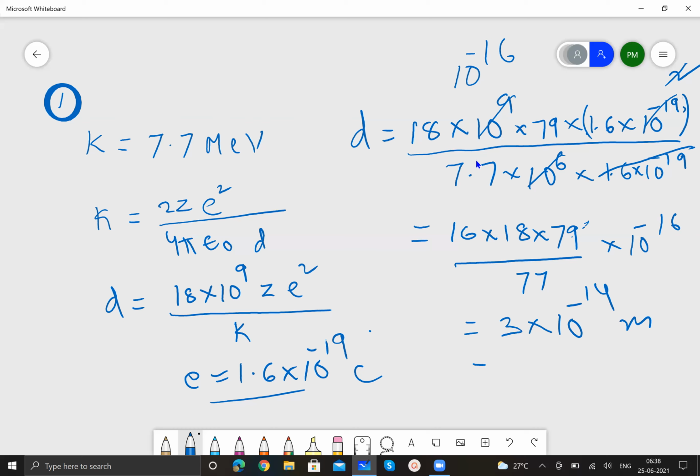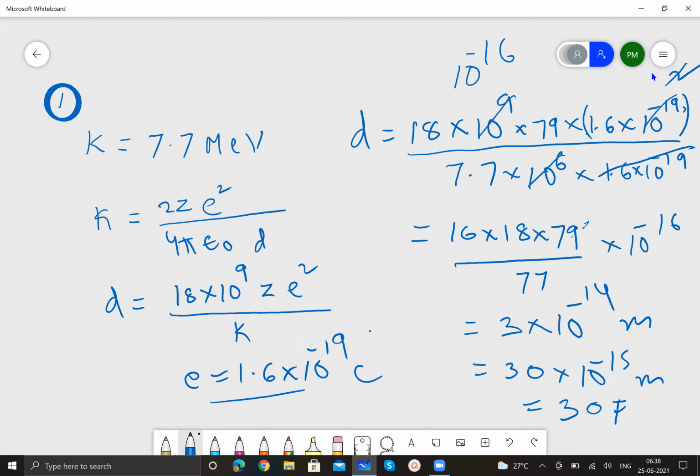So multiply and divide by 10: 30 into 10 to the power of minus 15 meters, or 30 Fermi. 1 Fermi is equal to 10 to the power of minus 15 meters. So we get 30 Fermi as the answer. Fermi was the name of a nuclear physicist, Enrico Fermi, who first designed the nuclear reactor.